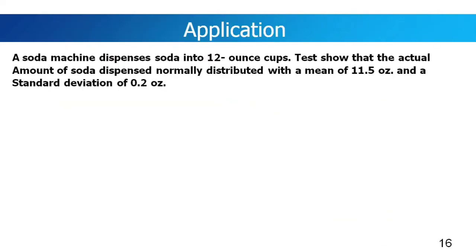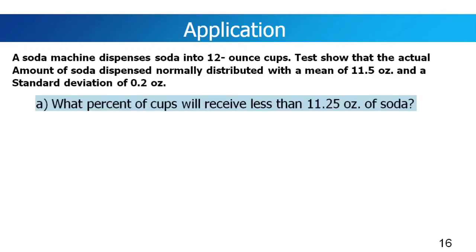A soda machine dispenses soda into 12-ounce cups. Tests show that the actual amount of soda dispensed is normally distributed with a mean of 11.5 ounces and a standard deviation of 0.2 ounce. Question letter A. What percent of cups will receive less than 11.25 ounces of soda?